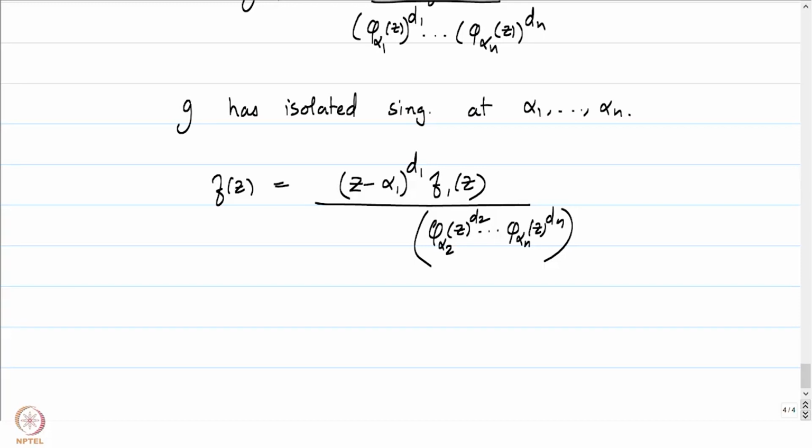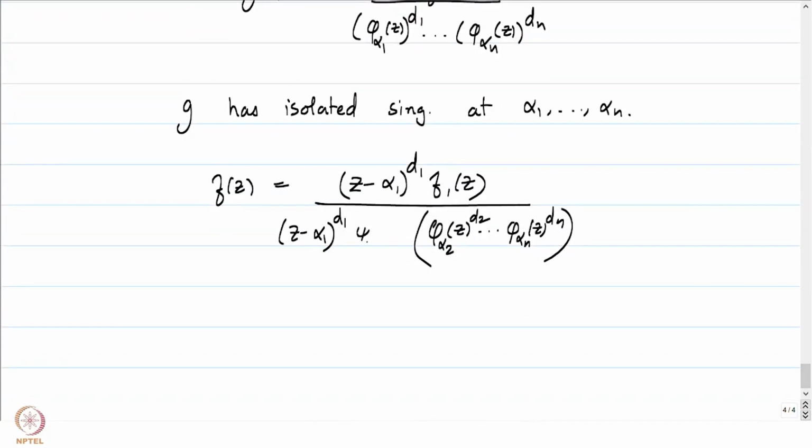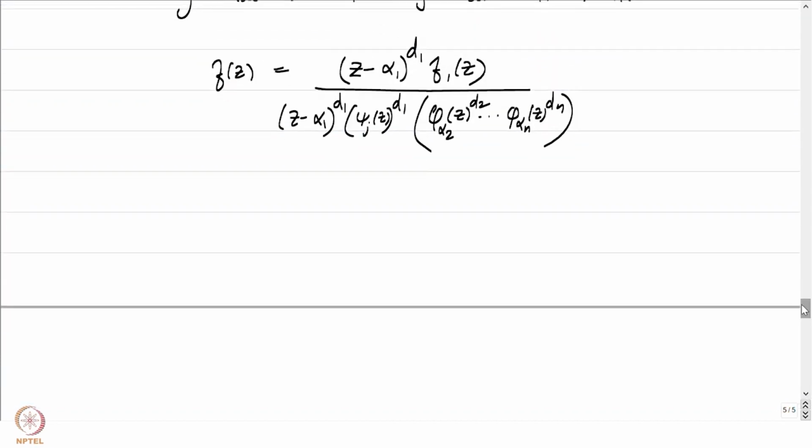And what do we know about phi alpha 1 of z? That's going to be equal to (z minus alpha 1) to the power d1 times some psi of z to the power d1, which does not vanish at alpha 1. So you should now sit down and check. Let me just give it as an exercise for you. I have done all the hard work for you now.